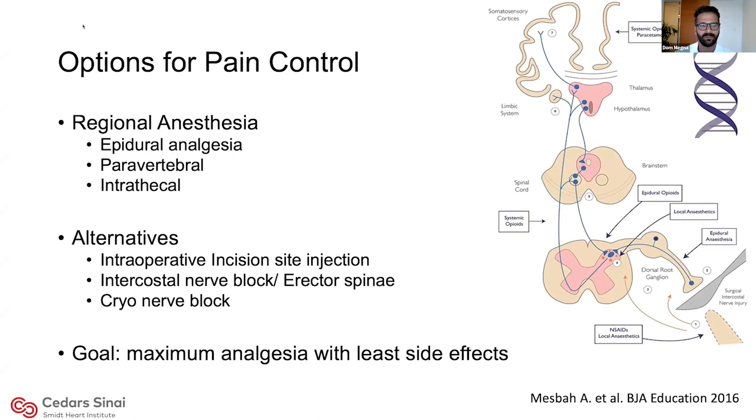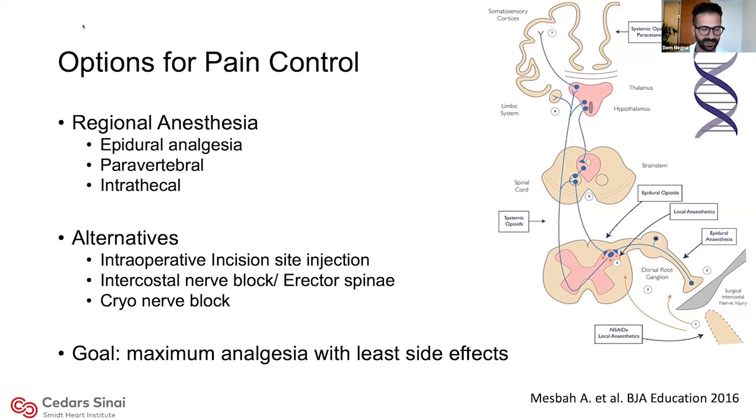What options do we have? Well, most, I would say, probably tend to use epidural anesthetics as part of the regional anesthetic approach. If attempts at epidural anesthesia fail, then you can move to possibly a paravertebral block, and less commonly intrathecal blocks. If neuraxial blocking is not indicated, or it's contraindicated for whatever reason, you can use intercostal nerve blocks or erector spinae blocks.